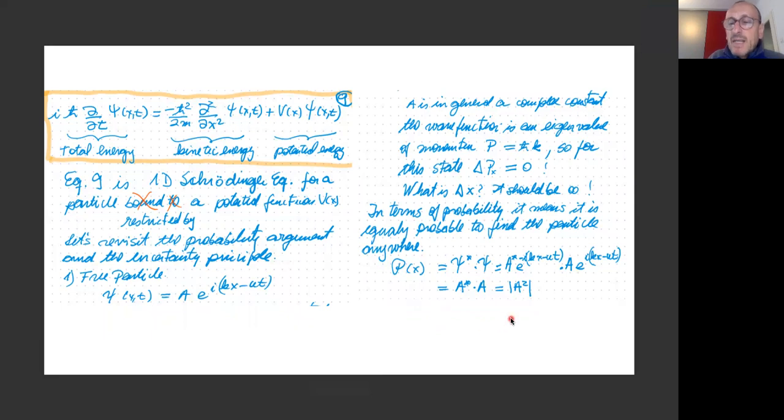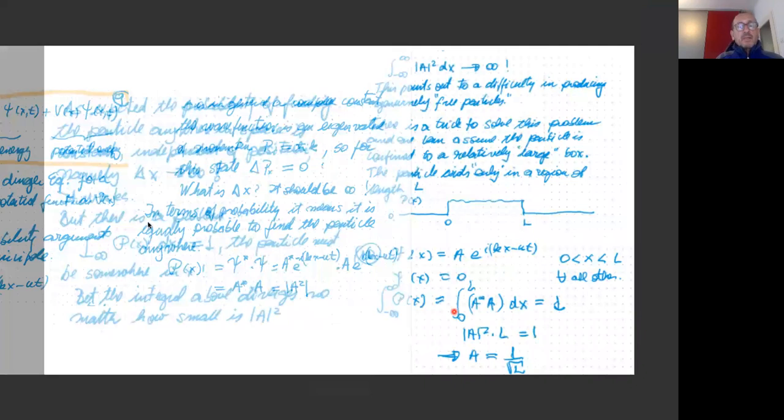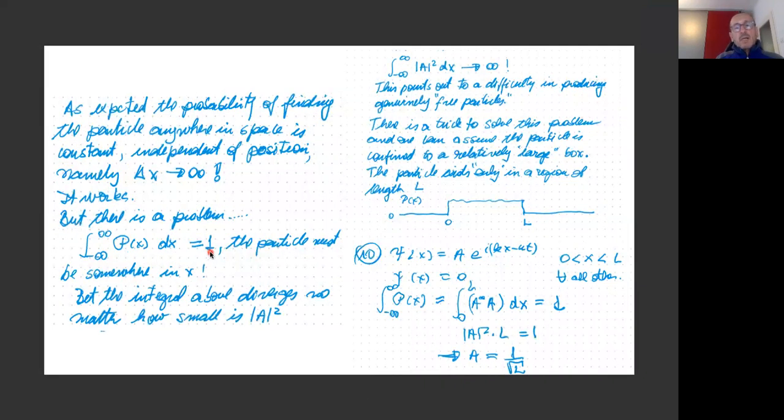The problem that I have is I cannot normalize the integral of P(x) dx to 1 with this. Because if I know the particle is there, the probability of finding it between minus infinity and plus infinity should be 1. But I cannot do that. I can only say that it's a uniform probability in space. Why not? Because if A squared is finite, and I perform this integral, I cannot get 1. I will get infinity, no matter what I do with the A.